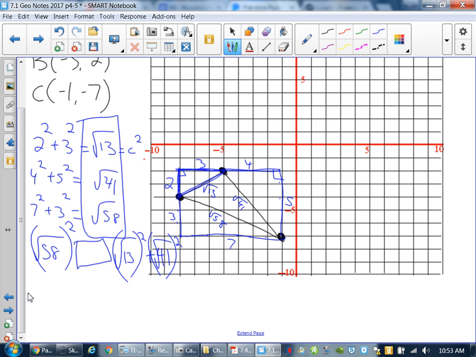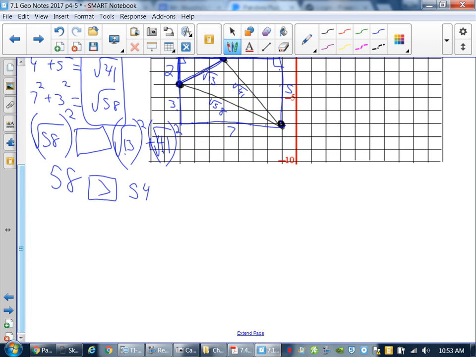And this is why I talk about what's the square root of junk squared. What's the square root of junk squared? Junk, because it undoes itself. The square root of 58 squared is 58. So it's really the same thing. And then what's 13 plus 41? So is it that longest side length, is it equal, greater than, or less than? Which means what kind of triangle is it? Obtuse.